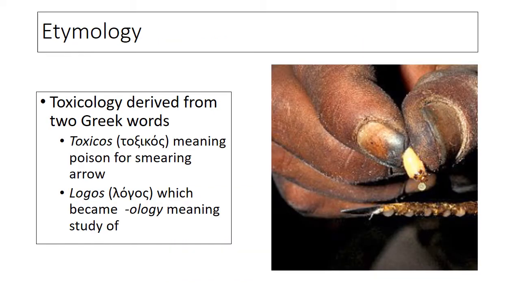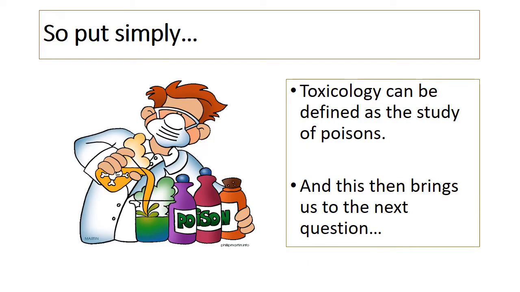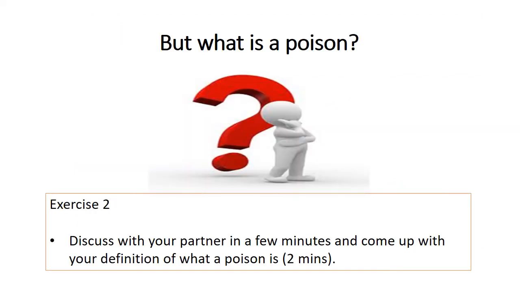The word toxicology comes from two Greek words, toxikos and logos. Toxikos being the poison which was smeared on arrows, and logos has come largely to be defined as the study of. So, put simply, toxicology can be defined as the study of poisons. But the moment you bring in this definition, another question pops up: okay, so what's a poison?